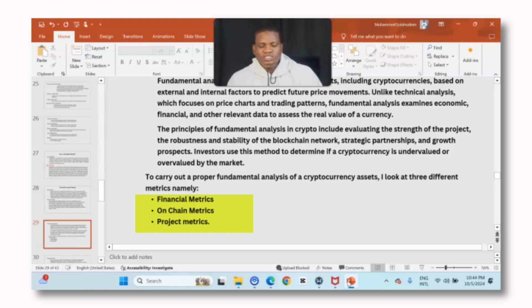The financial metric is more like you are trying to look at the financial record of a crypto asset. So you look at the crypto asset in terms of investing in a company. If you want to invest in a company, one of the things you have to look at is their financial record. How are they doing? What is the total amount of profit they are making? What is the total amount of their revenue? What do they have, debt and stuff like that? So this thing applies to crypto as well.